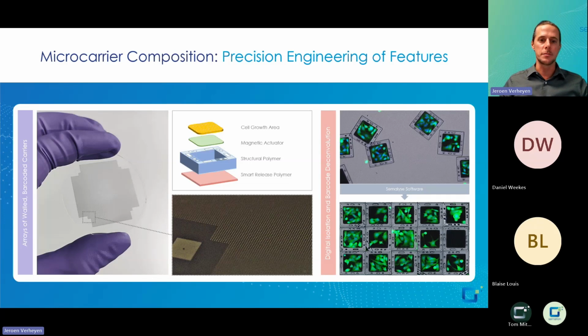Then we have a smart release polymer that slowly dissolves in cell culture medium, dislodging the SemaCyte microcarriers, and then it allows you to trigger the release of these SemaCyte microcarriers with the cells into suspension to then collect them. We have a magnetic actuator. As I said earlier, this allows us to control the orientation of the microcarriers and also pull them down to the bottom of the well plate.